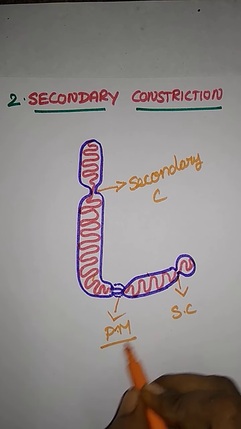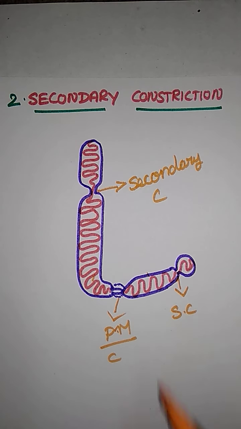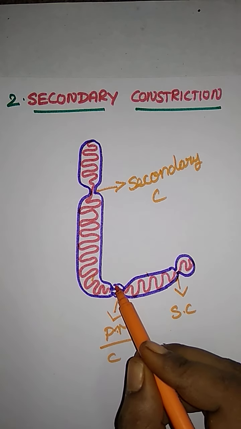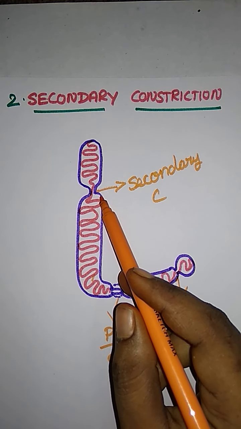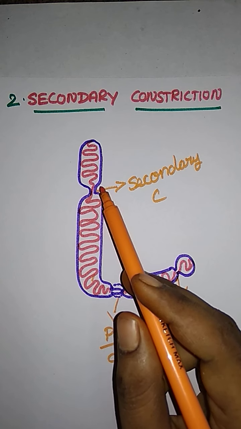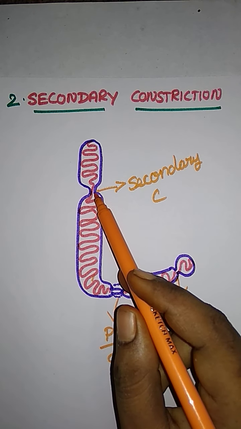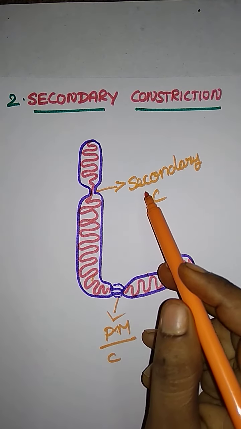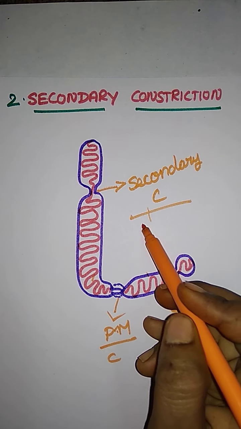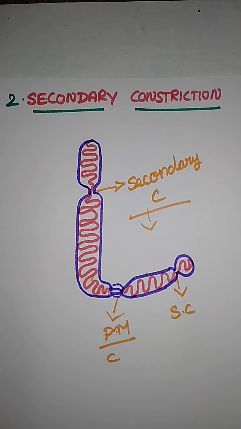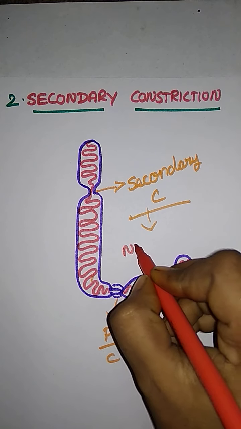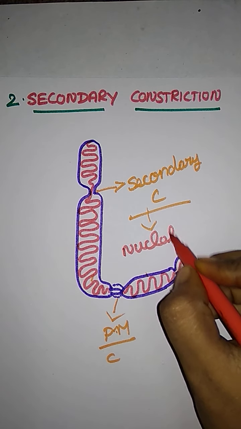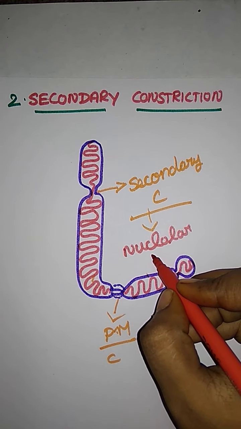This is the primary constriction or centromere, we said. Each arm is attached to the center part, that is the centromere, and some of the chromatid parts form a secondary constriction at some point. For that reason they give another name for this, that is the nuclear zone. What is the name they give? Nuclear zone or nucleolar organizer.